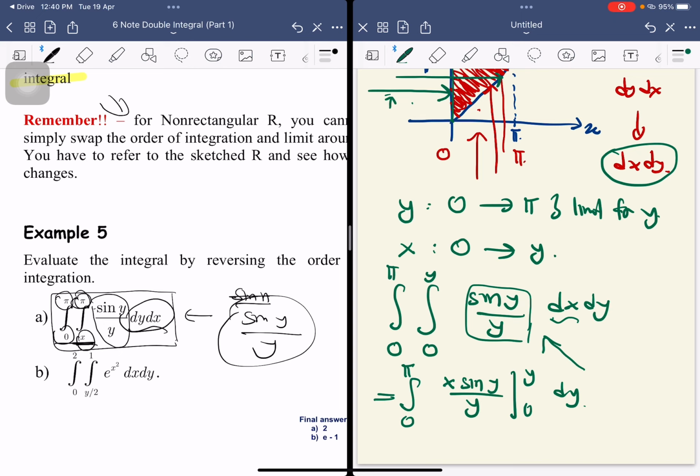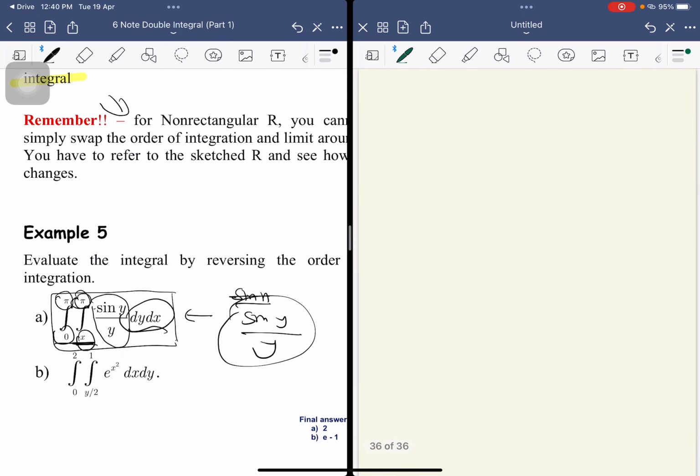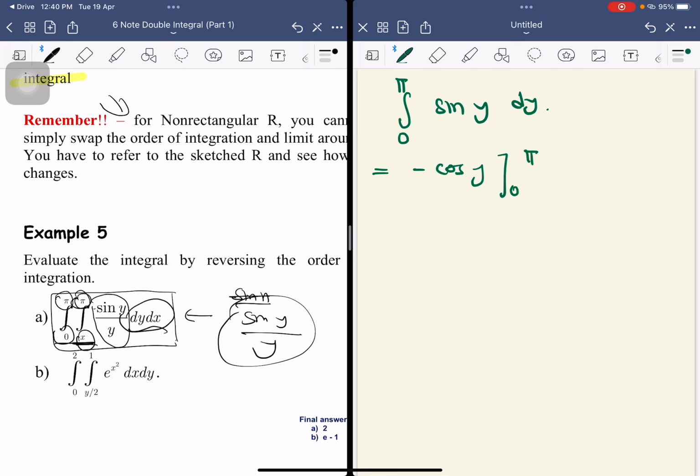If you substitute the limit, you're going to get 0 up to pi, sine y dy. So you continue. You will get negative cos y, 0 up to pi. So you're going to get negative cos pi plus cos 0. Cos pi is equal to negative 1, so negative 1 plus 1. That's why the final answer is 2.